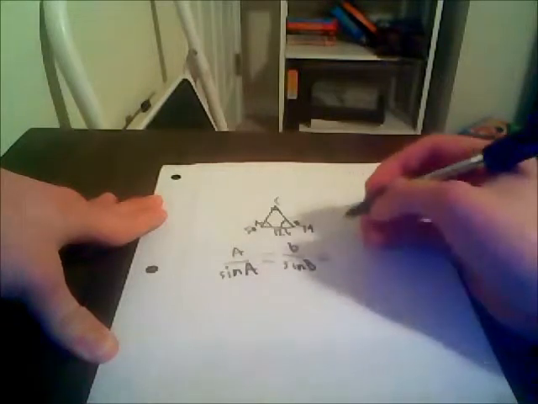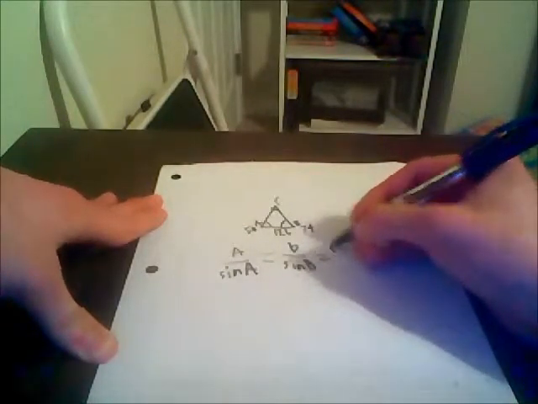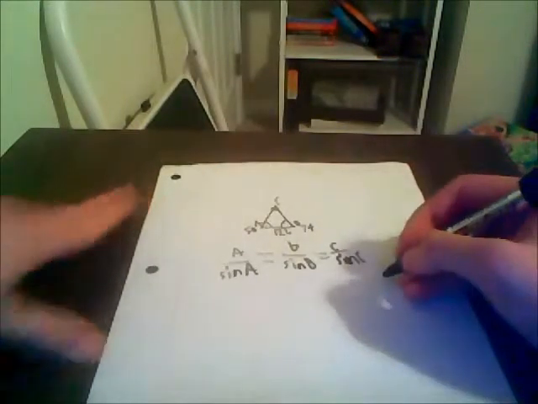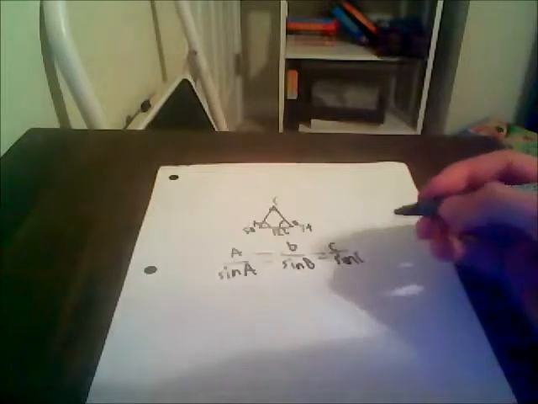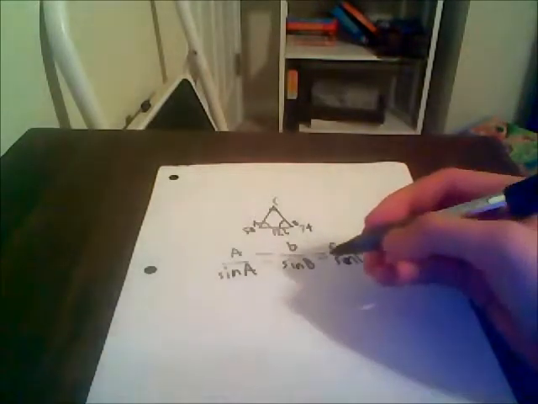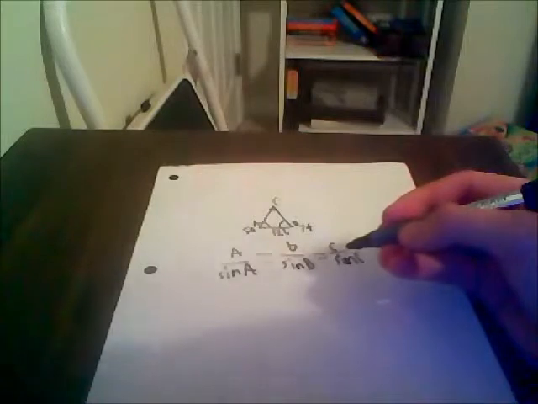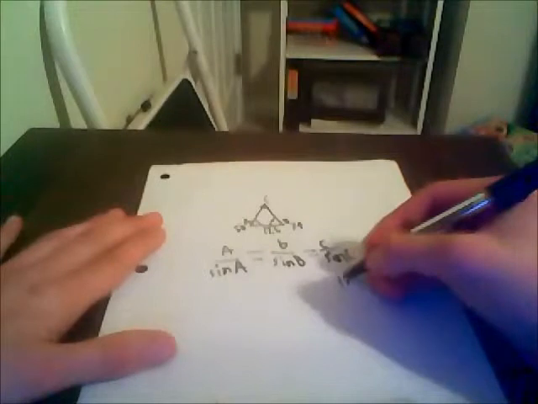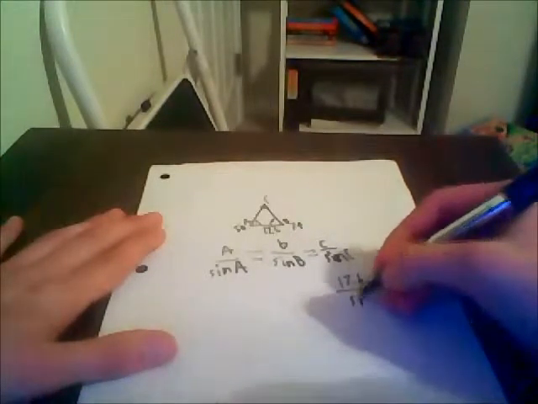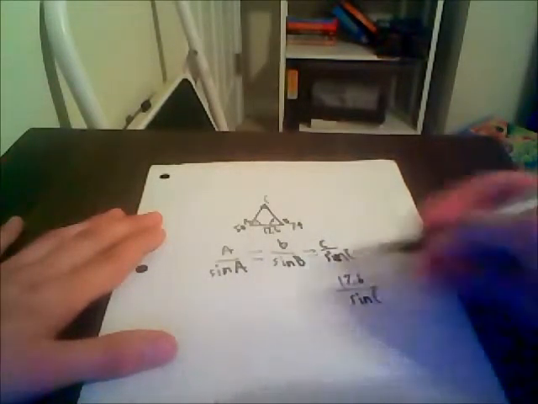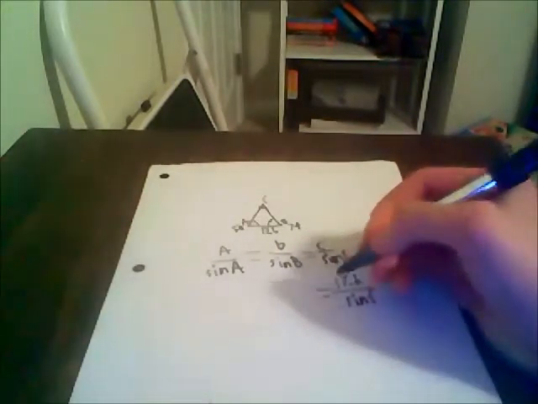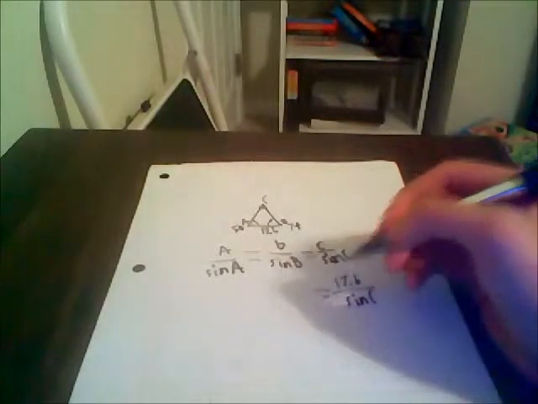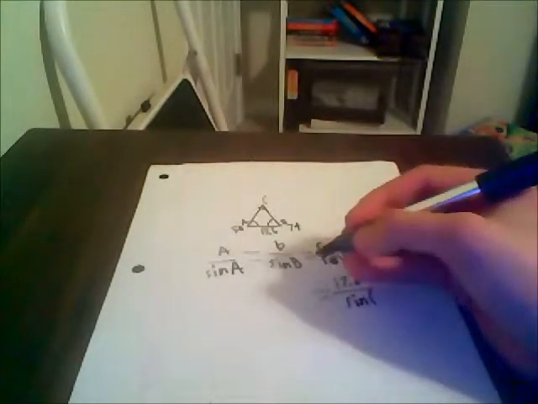A over sine A equals B over sine B equals C over sine C. We will put in the values that we know and solve them because they are all equal to each other. The side directly opposite to the angle is its sine, so it becomes 17.6. Sine B becomes 74, and sine A becomes 56.